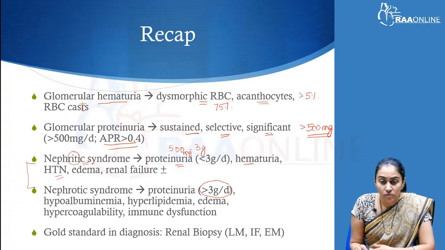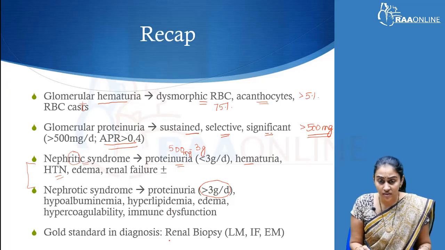Patients with nephrotic syndrome present with very heavy proteinuria, more than 3 grams per day, and hence they have hypoalbuminemia, hyperlipidemia, and significant edema. They have hypercoagulability because of the loss of antithrombin 3 in the urine. They also lose a lot of immunoglobulins in the urine, and therefore have immune dysfunction, and can present with recurrent, more severe infections.